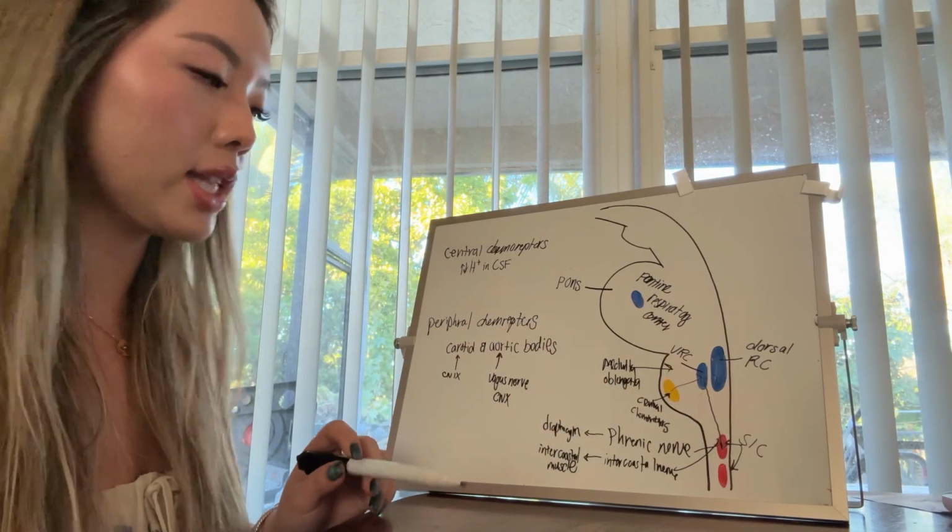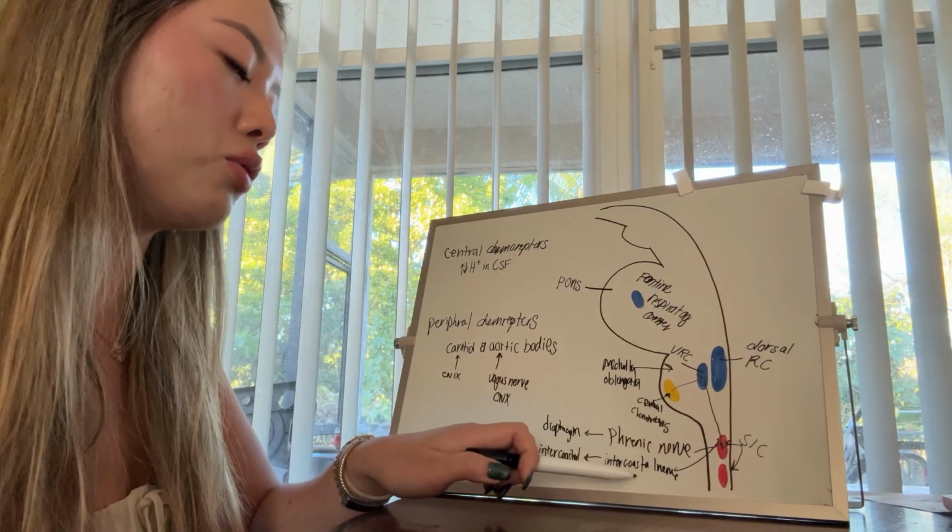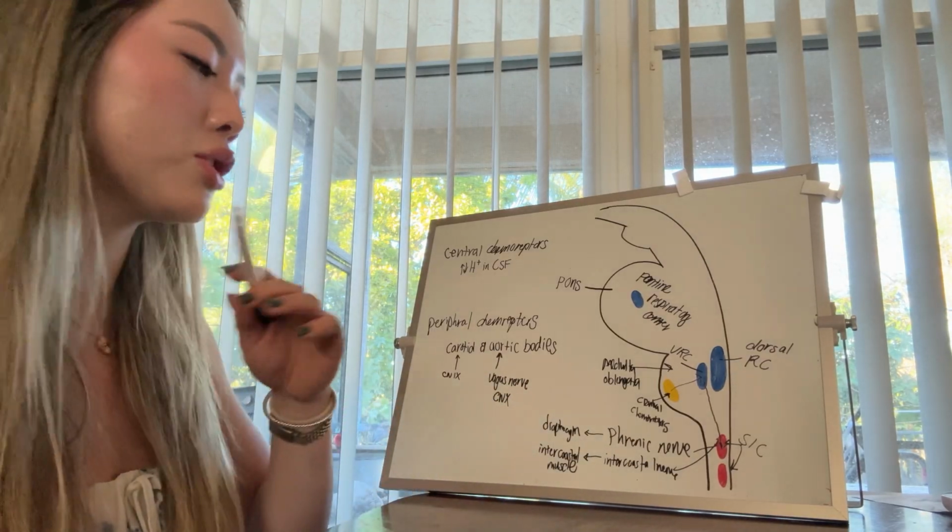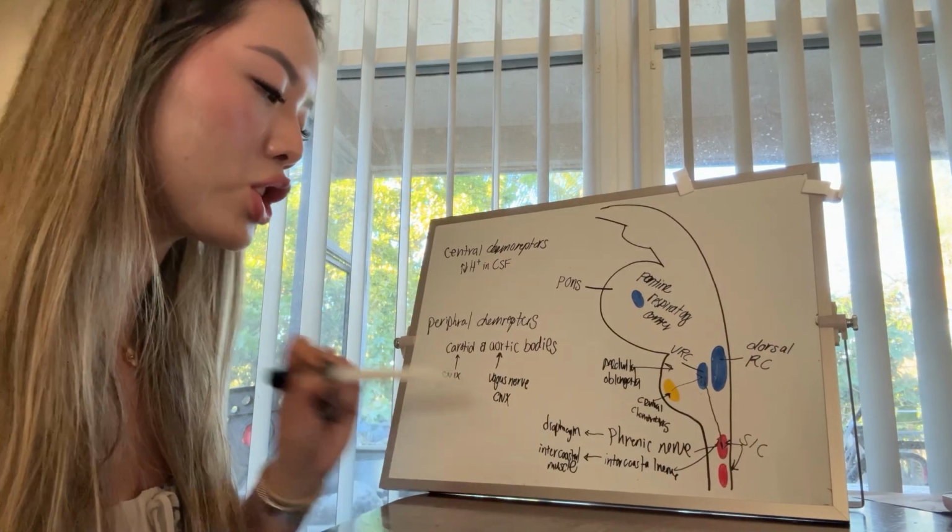Those are then going to send signals to the phrenic nerve and the intercostal nerves, which are then going to initiate muscle contractions within the diaphragm and the intercostal muscles.